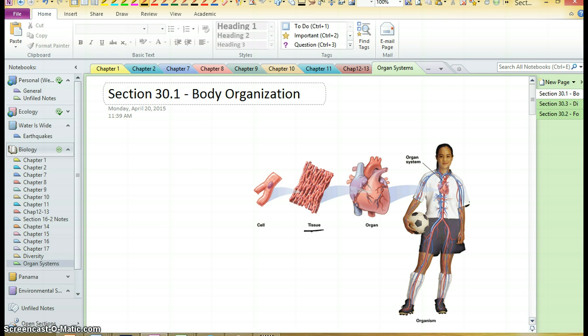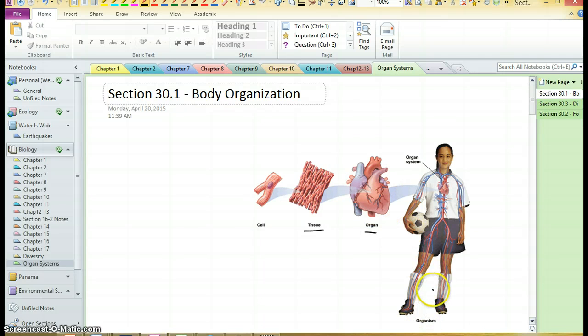And then you have tissues organized into organs, like the heart. So those different tissues are working together for a particular job. The heart has muscular tissue, it has nervous tissue, it has connective tissue, and those all get together to form this organ we know as the heart.